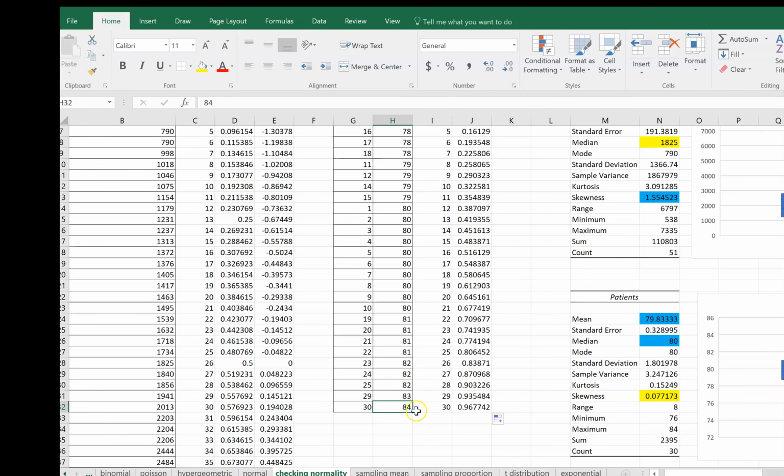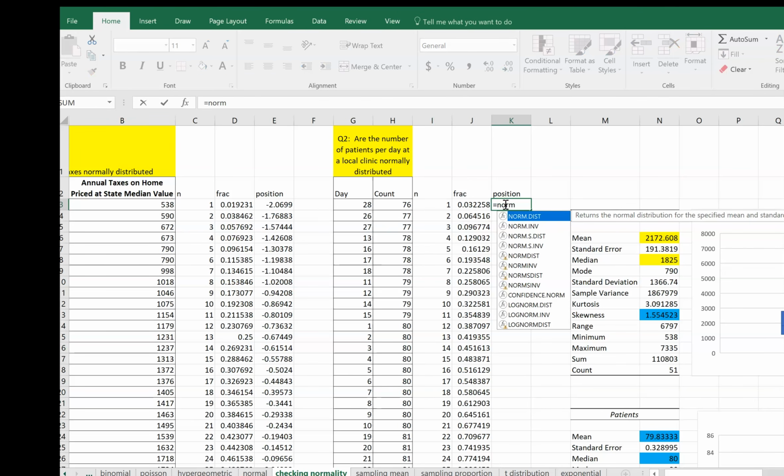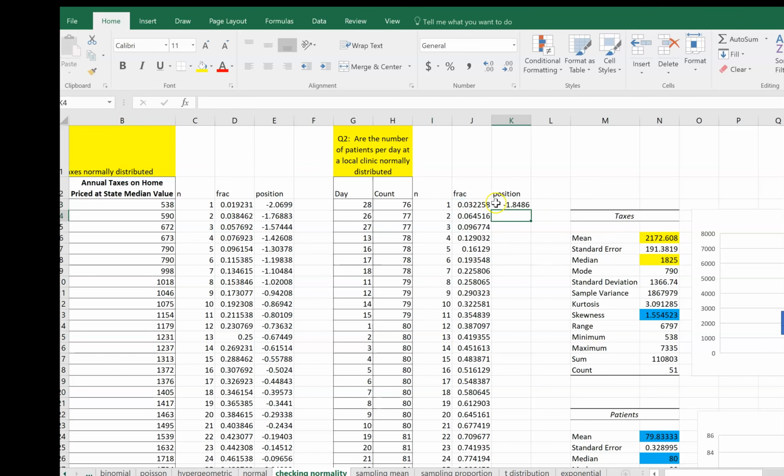And if this was normal, that means this would line up beautifully with the probability with normal. And so what we're going to do now is run the NORM.S.INV on this probability and see what the Z value is for that.